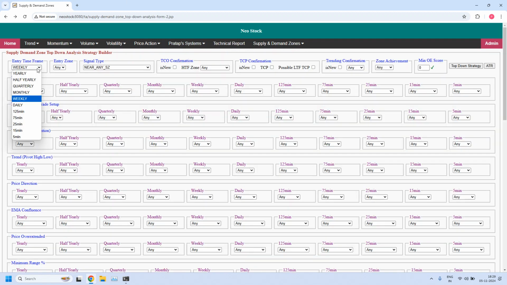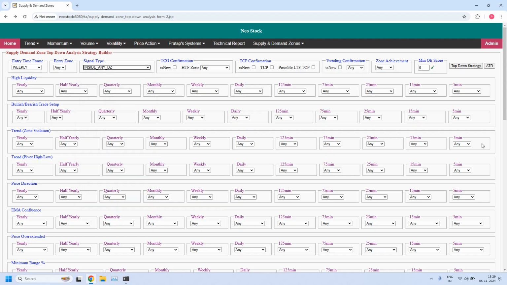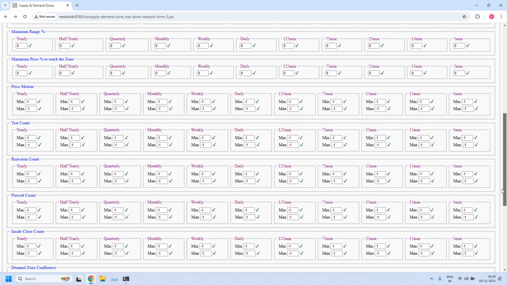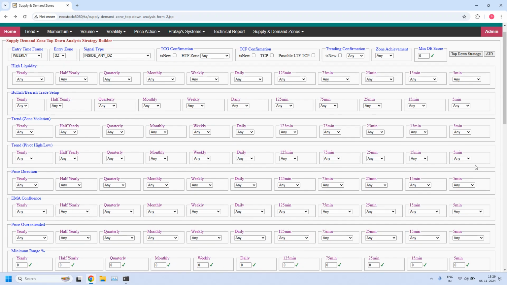Next weekly time frame, let us find the stocks where price closed inside the weekly demand zone. So entry zone should be demand zone. It should not be pierced. Weekly demand zone should not be pierced. So in the pierced count at weekly time frame, I am setting minimum value 0, maximum value 0.